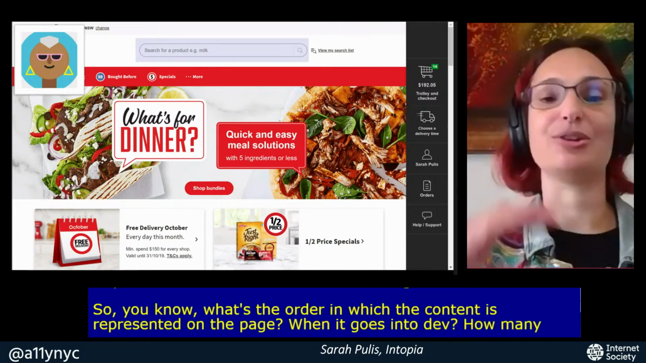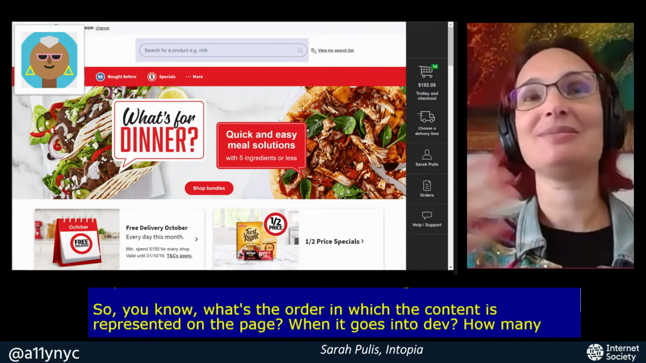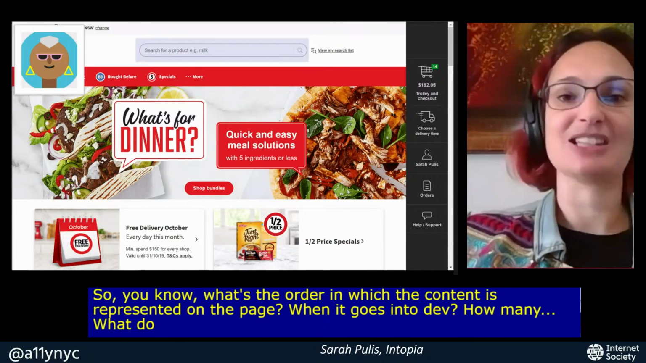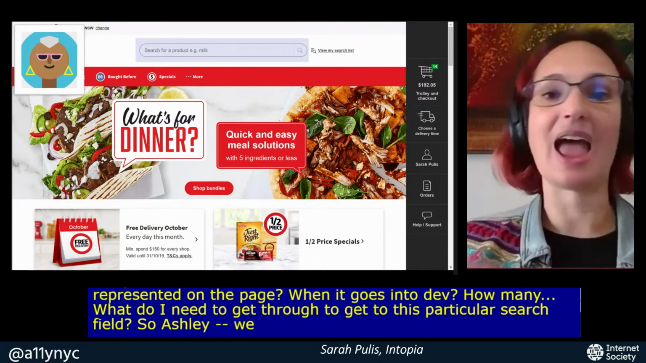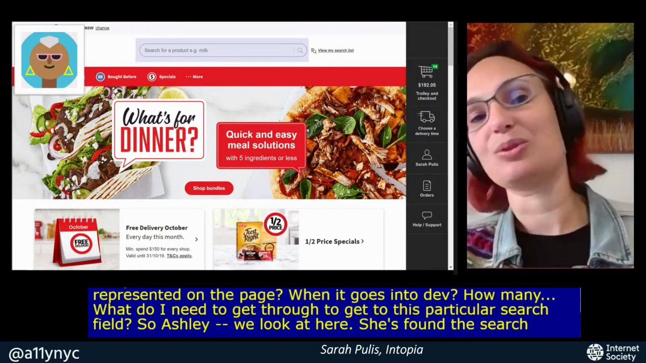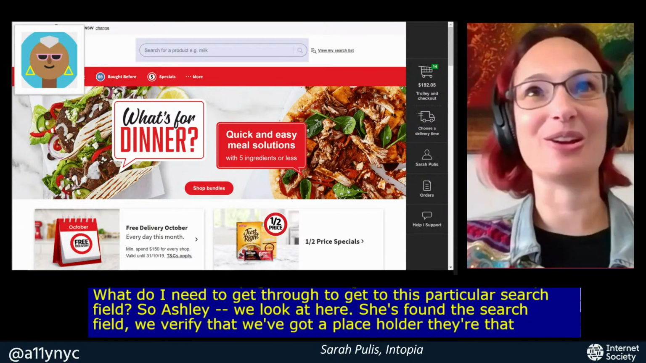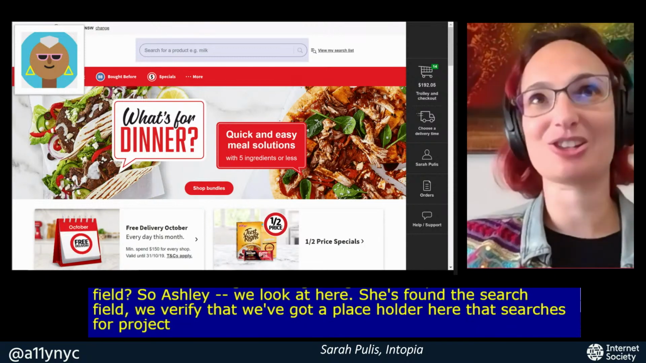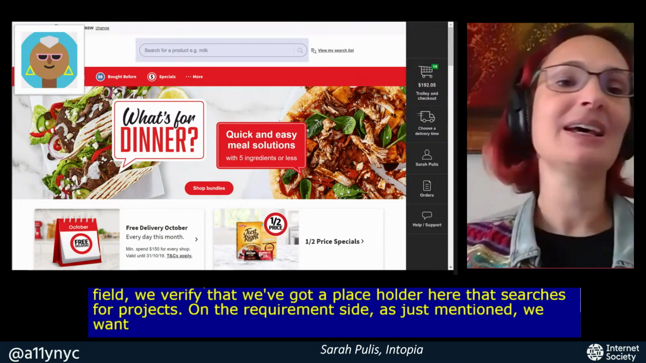What do I need to get through to get to this particular search field? So Ashley, we look at her, she has found the search field. We have verified that we've got a placeholder here that's "search for products". We would want to make sure, as I think Aurelia has just mentioned, on that requirement side, that that form label is accessible and linked up in code.